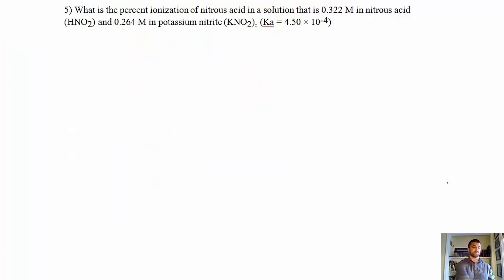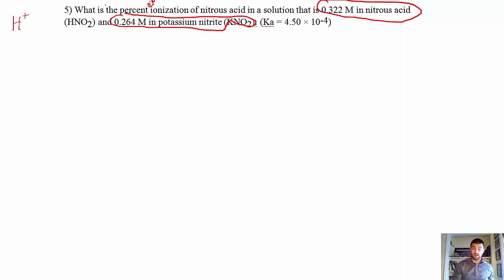All right. 5, last one for this topic. It says, what is the percent ionization of nitrous acid in a solution that is 0.322 molar in nitrous acid and 0.264 molar in potassium nitrite? So why don't I learn from my mistakes that I made on the last problem and circle the whole thing. So if I want the percent ionized, I got to figure out how much ionized. I'm going to figure that out by looking at how much H plus I got, because that came from the nitrous acid.